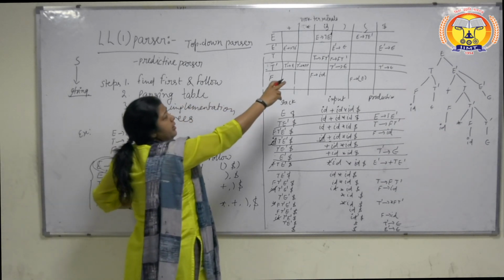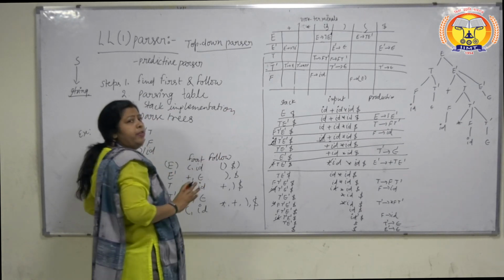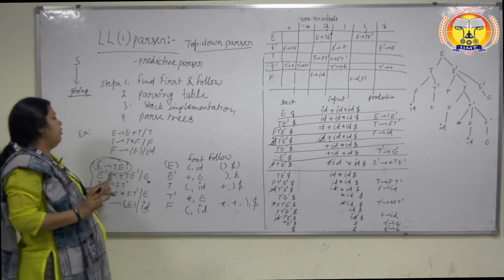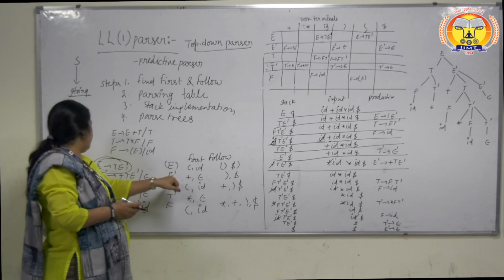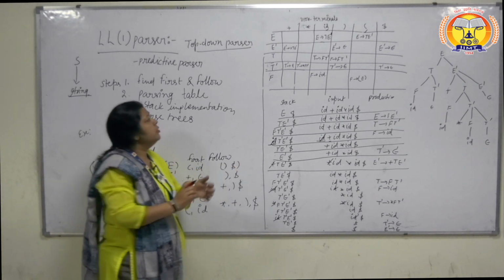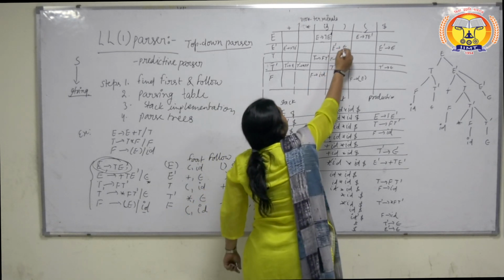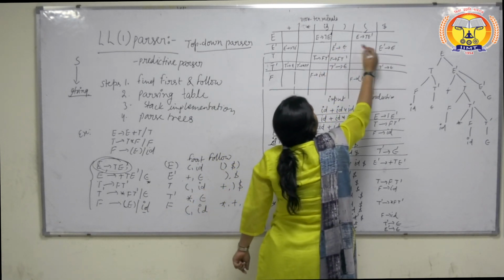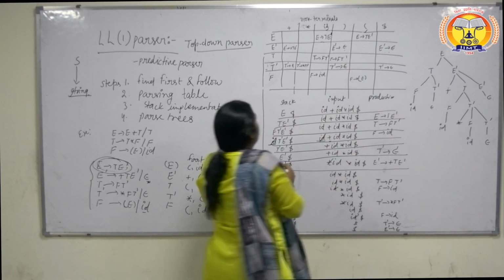You can see here there is no entry for epsilon. So what will we do? We will find the follow of E dash. Follow of E dash is close bracket and dollar. So we will fill E dash tends to epsilon in close bracket and dollar.